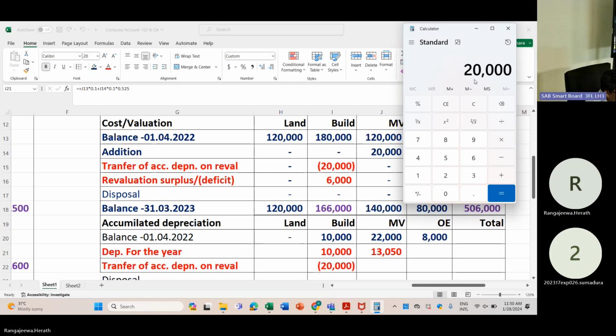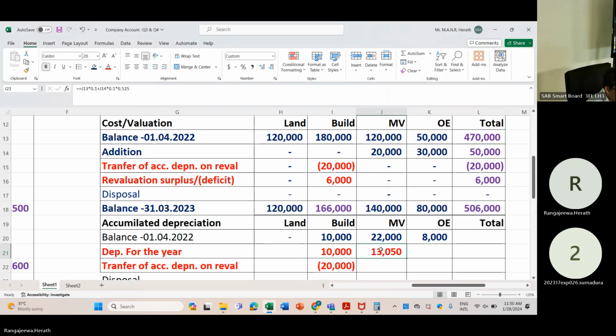Addition make it 20,000 into 20% into 12 months. 12,500. opening balance එක 10යි. ඊළඟ එක 10යි. 12,000 plus 500. 12,500.